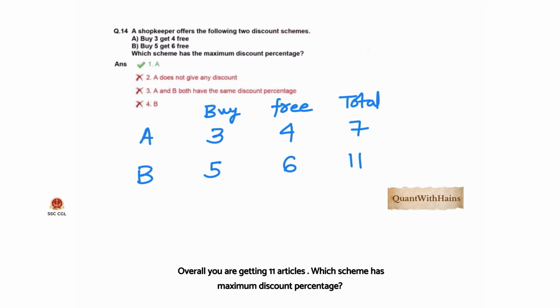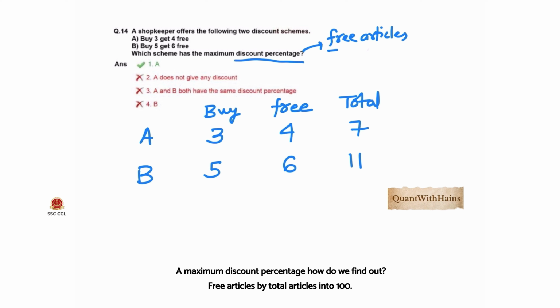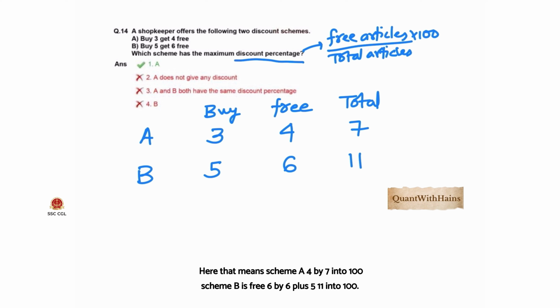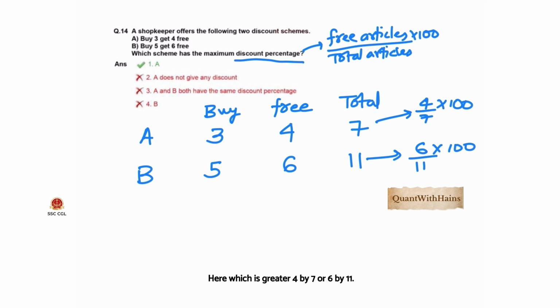Which scheme has maximum discount percentage? Here, how do we find out the maximum discount percentage? Free articles by total articles into 100. That means scheme A is 4 by 7 into 100, scheme B is free 6 by 6 plus 5, 11, into 100. Here which is greater, 4 by 7 or 6 by 11?